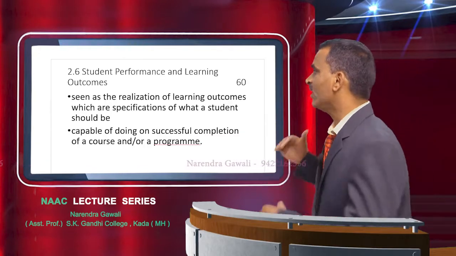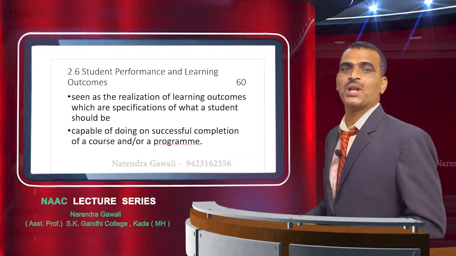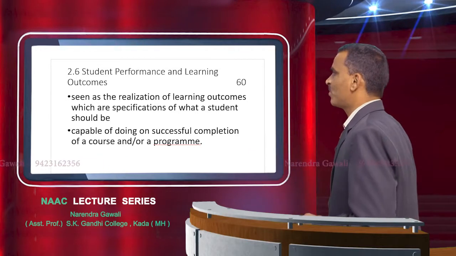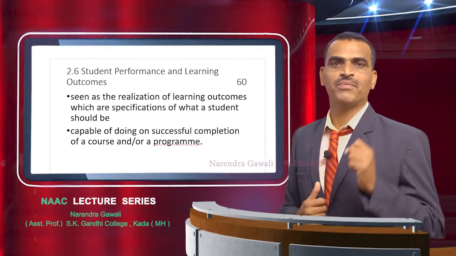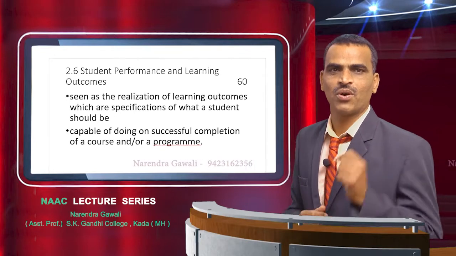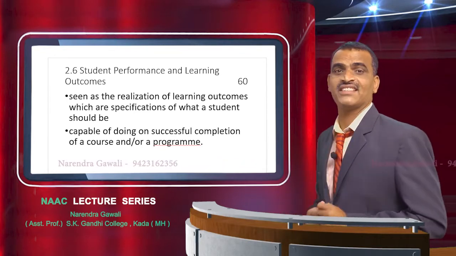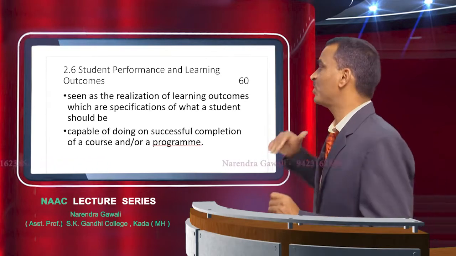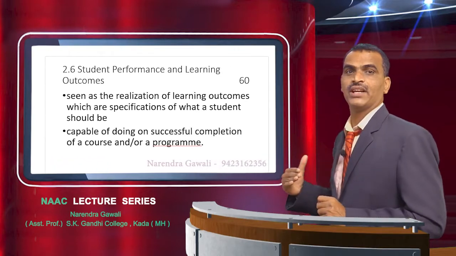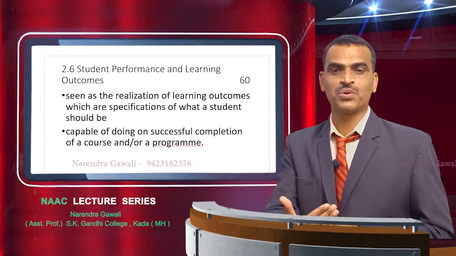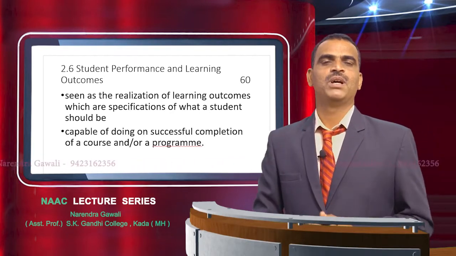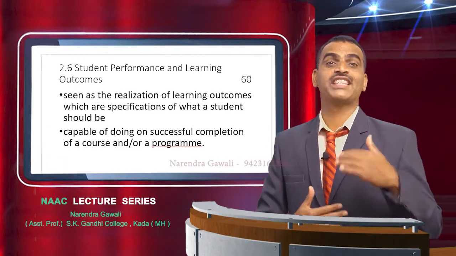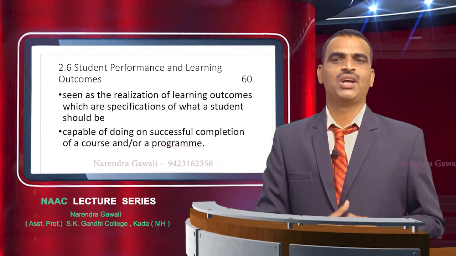Yes. Then the 2.6, student performance and learning outcome, very important. Has the student achieved the performance or outcome stipulated by the course or higher education? It is seen as the realization of learning outcomes, which are specifications of what the student should be capable of doing on successful completion of the course or program. Means after the program is completed, what is the progression? Means the student is capable of these outcomes.